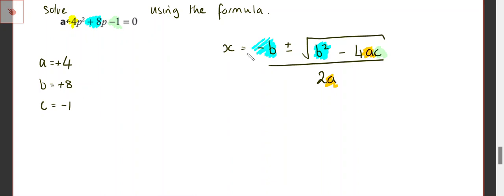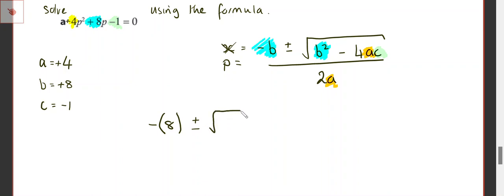So we've got to put those numbers in place. Now, just to say, this is no longer x equals, it's going to be p equals, because it's p's and not x's. Doesn't change anything. Okay? Right, let's write it. So this will be minus whatever b is. So I'm going to put minus 8. Plus and minus, I'll explain that in a second.